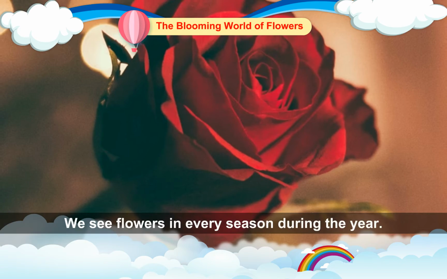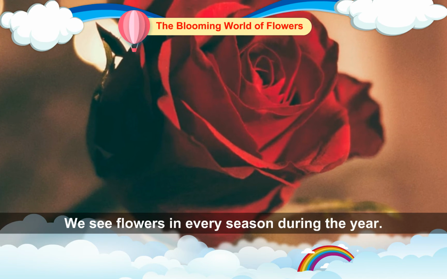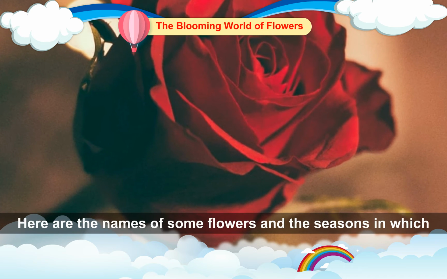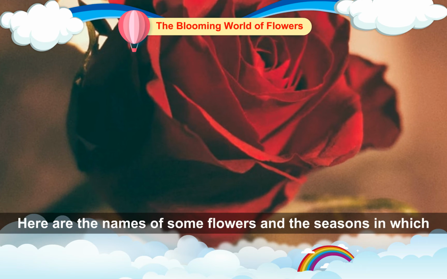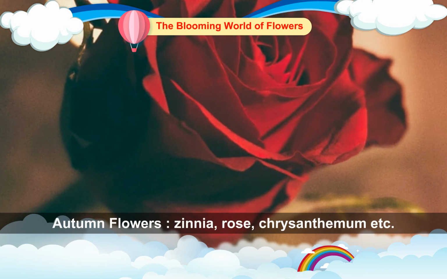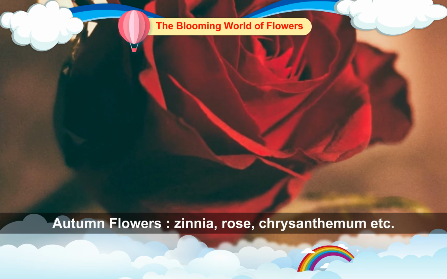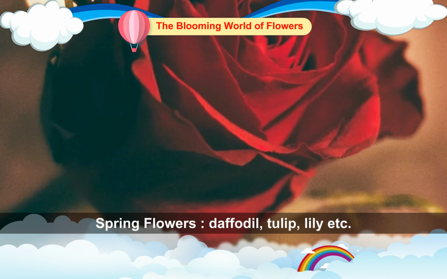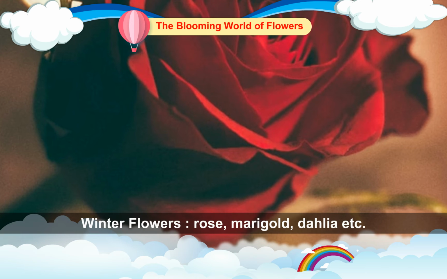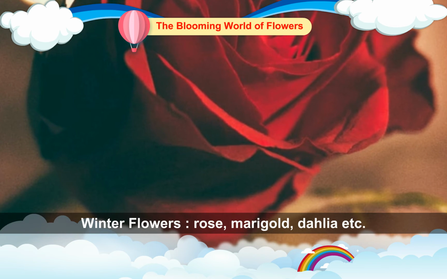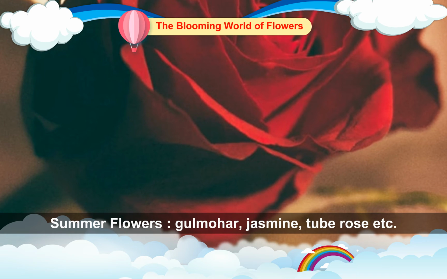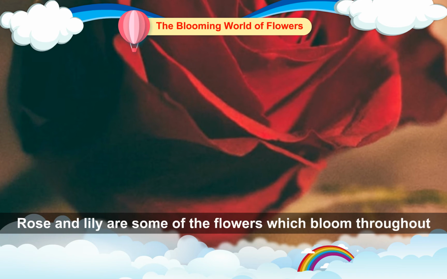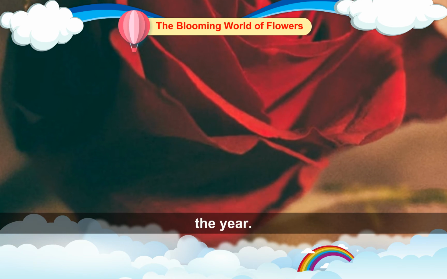Seasonal flowers. We see flowers in every season during the year, but every flower has its own season to grow and bloom. Here are the names of some flowers and the seasons in which they bloom. Autumn flowers: zinnia, rose, chrysanthemum, etc. Spring flowers: daffodil, tulip, lily, etc. Winter flowers: rose, marigold, dahlia, etc. Summer flowers: gulmohar, jasmine, tuberose, etc. Rose and lily are some of the flowers which bloom throughout the year.